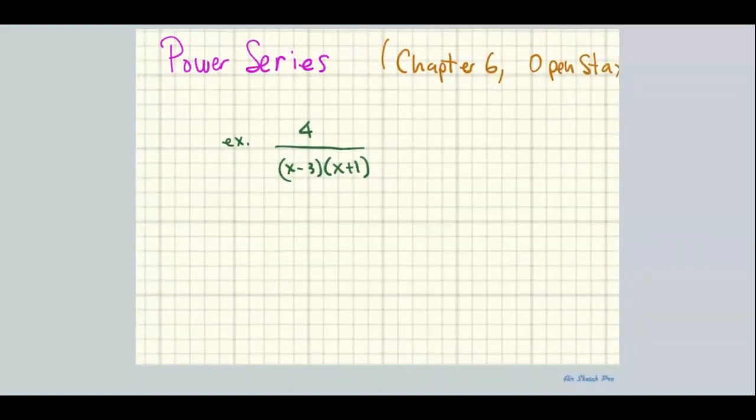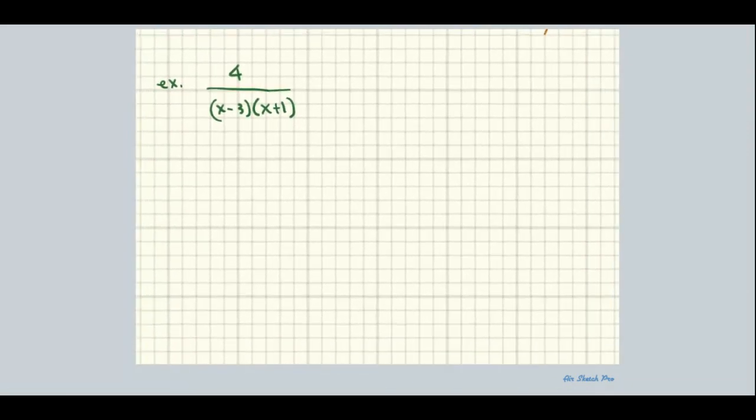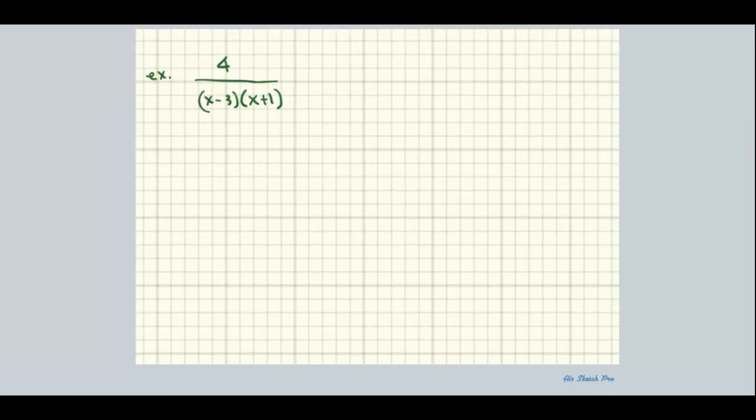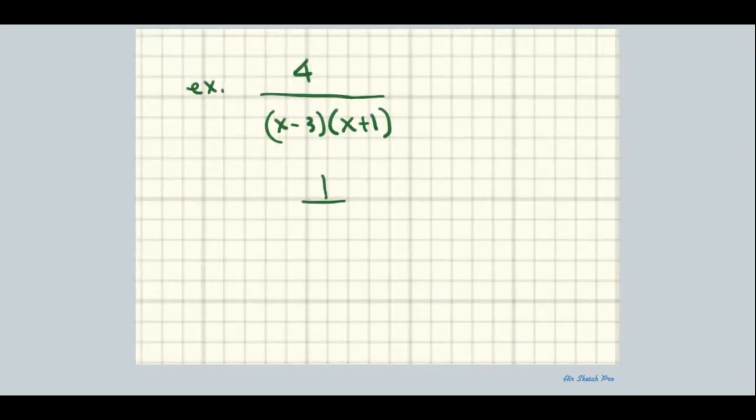Okay, so I want to find a power series for this function. Now, guys, this should look familiar. That's a rational function, isn't it? Yeah. I'm betting we can find an interesting way of writing this. Because I want to remind you guys that as soon as we get 1 over 1 minus something, we can do things with that.